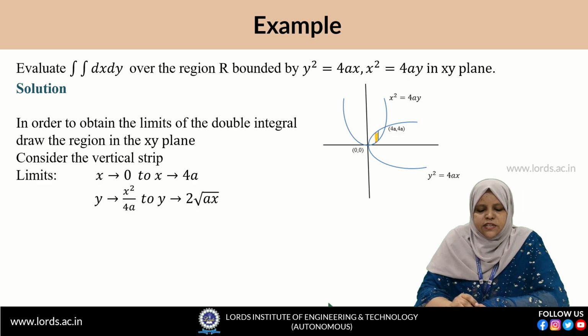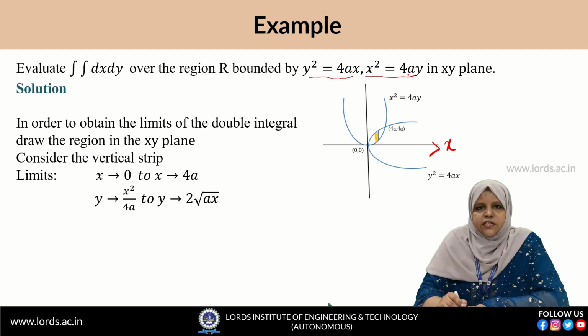Okay. So as we see here, what curves are given to us? y square is equal to 4ax. As we know, it's nothing but a parabola which is symmetric about the x-axis. So I have drawn a parabola, y square is equal to 4ax, which is symmetric about the x-axis. Next we have x square is equal to 4ay, which is another parabola which is symmetric about the y-axis. Okay. Now I see a region which is bounded by these two curves. So this is our region.